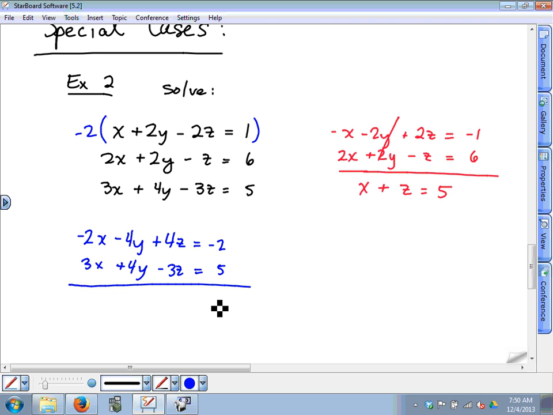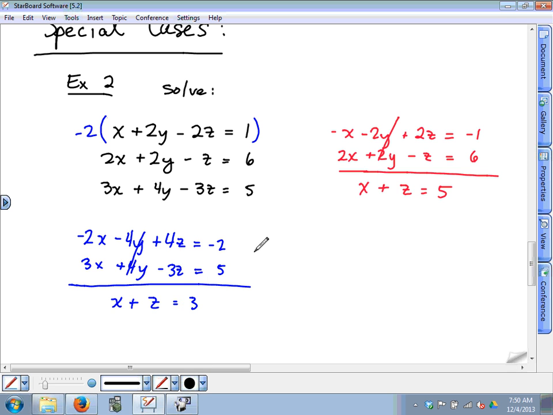Do you see it? The y's cancel, but you end up with the equation x plus z is equal to 3. We already have an equation where x plus z equals 5. Now we have another equation where x plus z equals 3. Is that even possible? No.